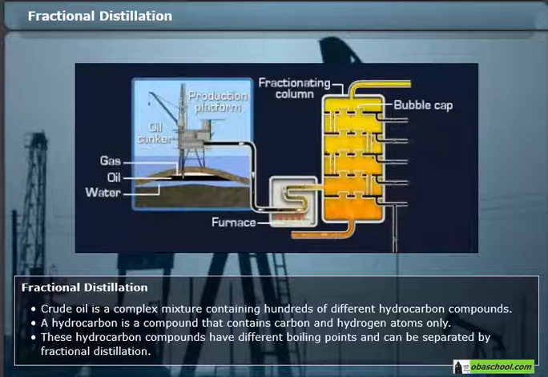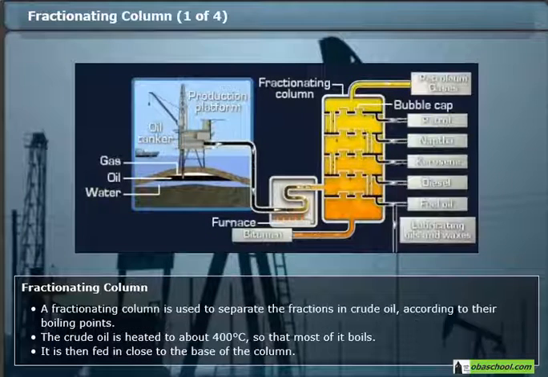Refining. Crude oil is a complex mixture containing hundreds of different hydrocarbon compounds. A hydrocarbon is a compound that contains carbon and hydrogen atoms only. These hydrocarbon compounds have different boiling points and can be separated by fractional distillation.